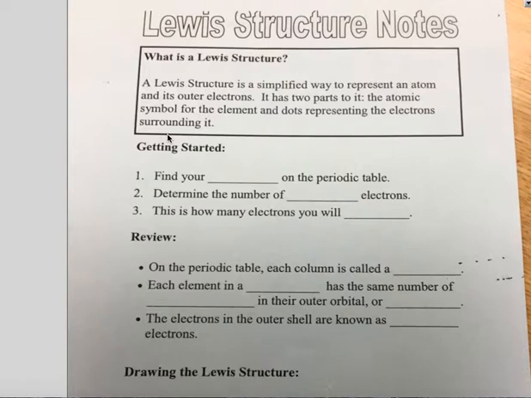So to do this, you start by finding your element on the periodic table. Remember, your element is like hydrogen or carbon or helium, whatever kind of atom you're talking about. Number 2, determine the number of valence electrons.